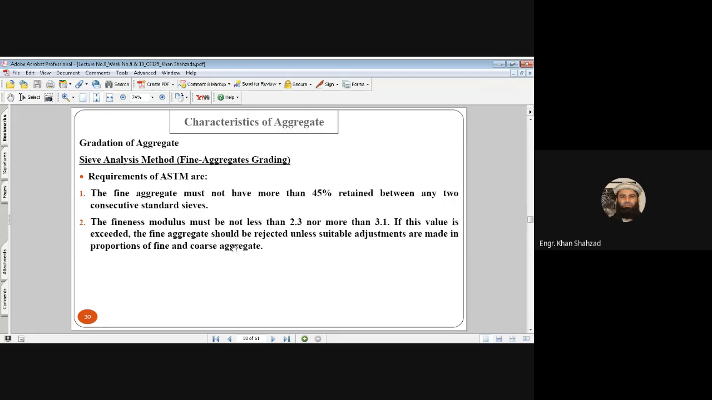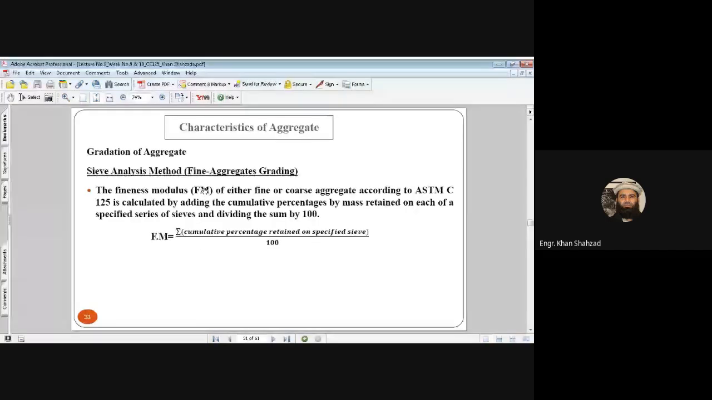If you have got a sample on site and the value of fineness modulus is not coming in this range, then you can either reject that material, or if it is on the finer side, you can add coarser sand. If it is on the coarser side, you can add finer sand, and you can do some adjustment, and then you can allow the use of this material. Now the fineness modulus. What is fineness modulus? Of either fine or coarse aggregates according to ASTM C125, it is calculated by adding the cumulative percentage by mass retained on each of a specified series of sieves and dividing the sum by 100.